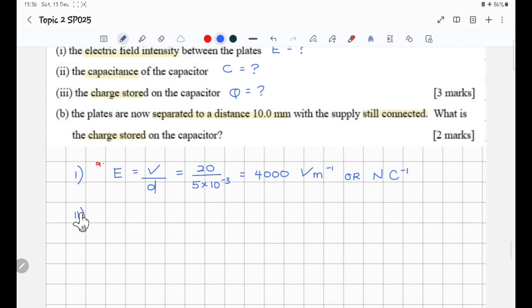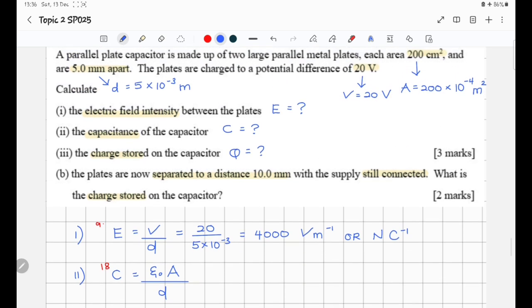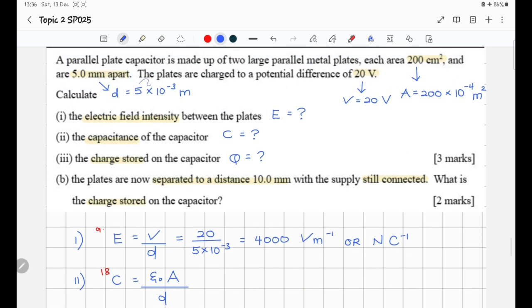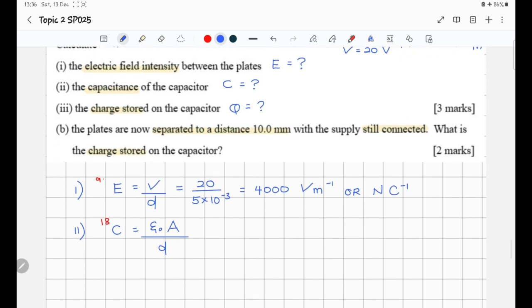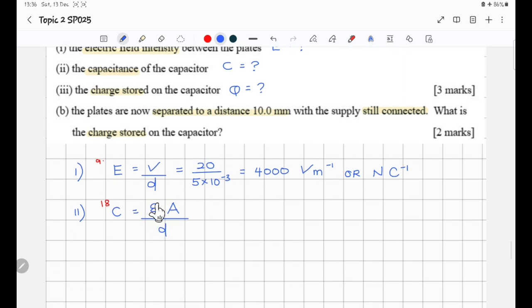Number 2, the capacitance of the capacitor. Since we are given the area and the separation distance, I will be using equation number 18. Why do I use 18, not 19? Because the question does not mention anything about a dielectric. So here it is epsilon naught only. In other words, epsilon R is 1. Right? So do your substitution.